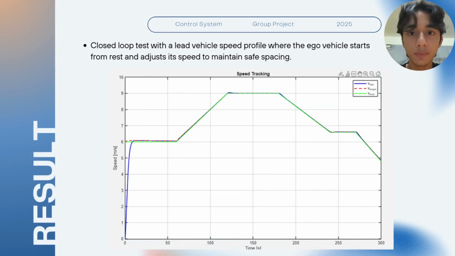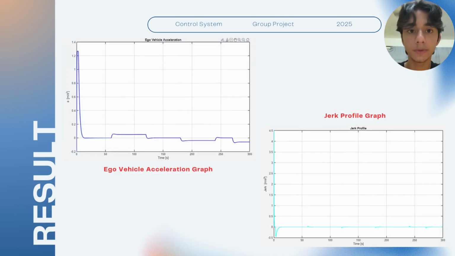To evaluate our adaptive cruise control system, we simulate a scenario where the lead vehicle follows a predefined speed profile. The ego vehicle starts from rest and adjusts its speed to match the lead vehicle while keeping a safe spacing. The speed tracking showed that the ego vehicle reaches the target speed smoothly with only a very small overshoot and an almost zero steady state error.